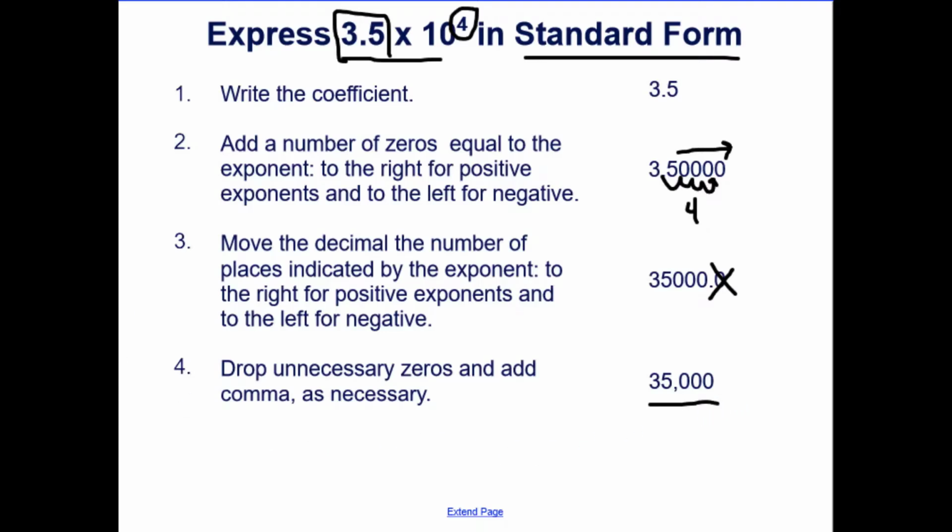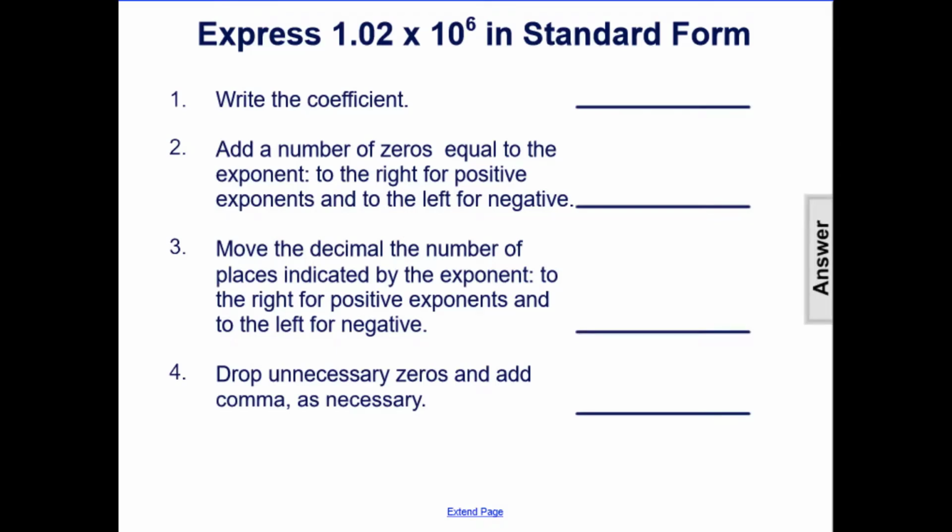Now let's look at a couple of examples where we have to fill in the steps ourselves. So here we want to express 1.02 times 10 to the 6th in standard form. So the first thing we're going to do is write the coefficient, which here is 1.02. We're then going to add a number of zeros equal to the exponent. Our exponent is a positive 6, so we're going to go to the right for positive exponents. So we'll have 1.02 and 6 zeros to the right.